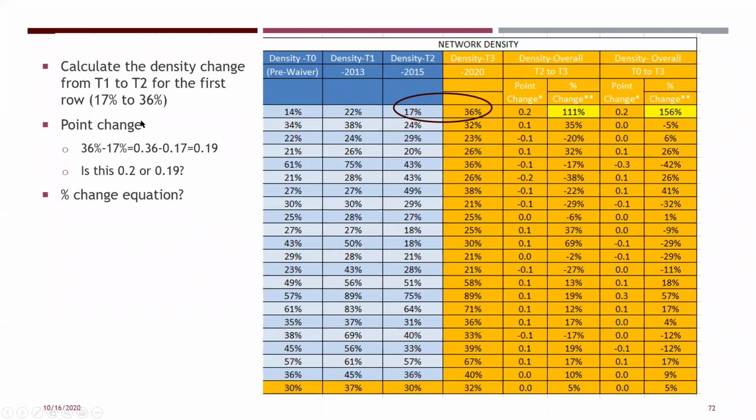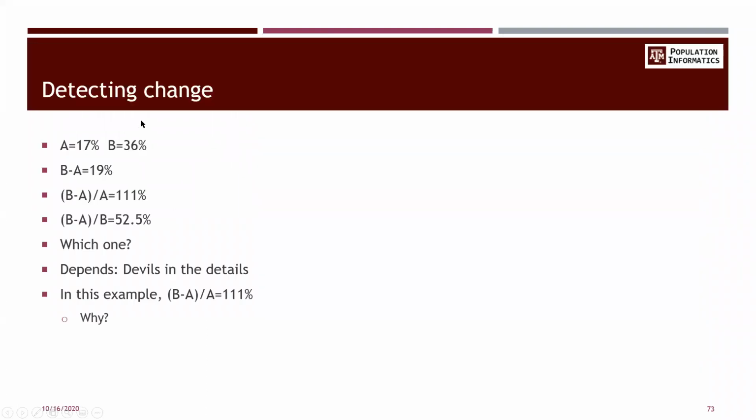So I think I have it here. Yeah. So here are the 3 different ways. 17, 36. So you can get 19% if you divide by A. See the difference? If you divide by A, it's 111%. If you divide by B, it's 52.5%, right? So what I'm trying to say is you have to think carefully to figure out, is it this one, this one, this one that's appropriate for what you're working on?